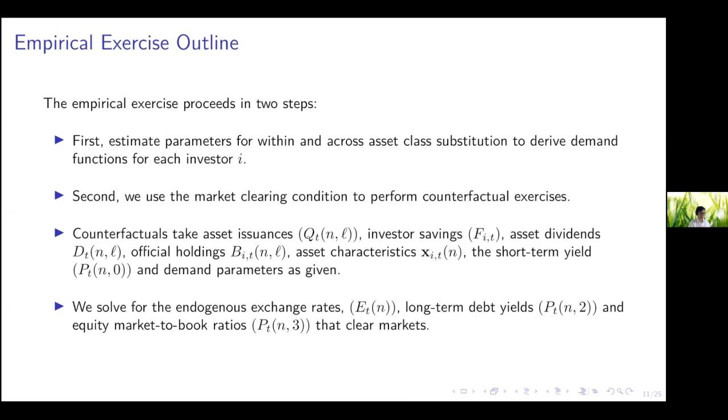We're going to move these around, and we're going to use the market clearing condition to solve for the endogenous vector of exchange rates. The exchange rates are going to clear the short-term asset markets. We're going to solve for a set of long-term debt yields that are going to clear long-term debt markets. And we're going to solve for the endogenous market to book ratios P that are going to clear the equity markets. All right. Of course, because there's all this cross-asset substitution, essentially we're solving for this full vector of exchange rates and prices all at the same time.